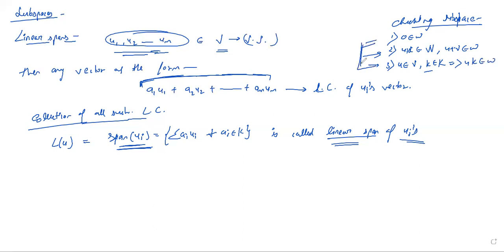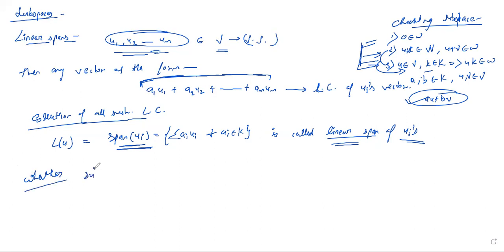These are the three properties we have to check for subspaces, and I have taught this earlier. We can check properties 2 and 3 by a single condition: a, b belong to the field of scalars and u, v belong to the vector space, then au plus bv belongs to W. So let's check whether this linear span forms a subspace or not.